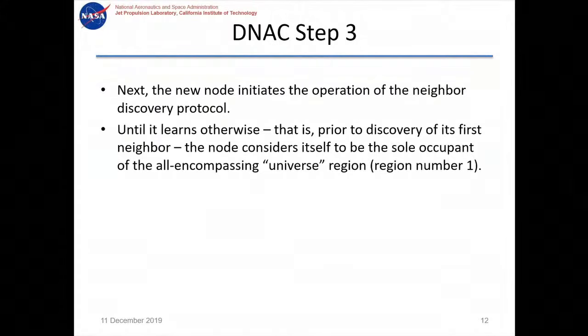The third step, the new node initiates operation of this neighbor discovery protocol. And so now it's listening for a neighbor, some other node that is topologically adjacent to it, so that it can communicate with directly. And until it finds that other neighbor, it's not going to be in the network. It can't insert itself into the network until it finds at least one other neighboring node. And so it assumes that it's the only node in existence, that it's the only node in region 1, the universe region, and it's going to change its mind when it discovers another node, but that might happen right away, or it might not happen for some time.